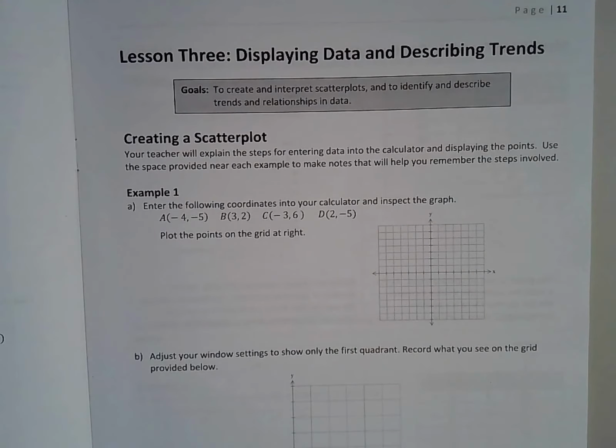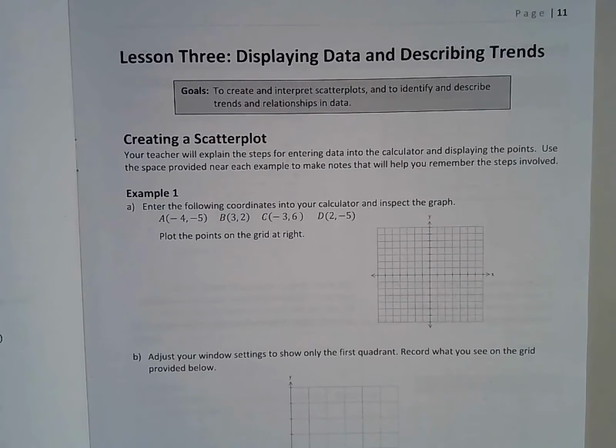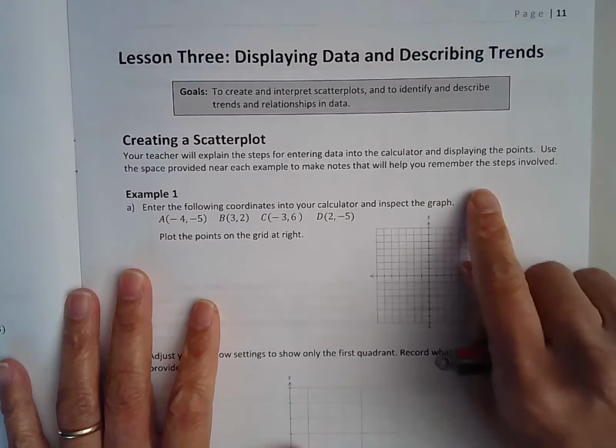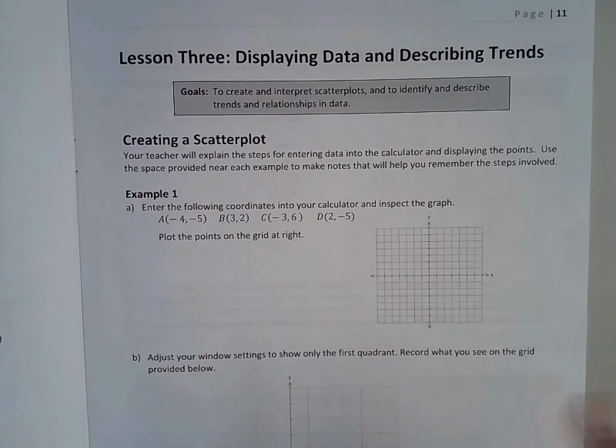So today what we're going to do is talk about lesson number 3, displaying data and describing the trends. So we're on page 11. Now one way to display our data is to do it manually on our graph paper or grid paper. Later on, we're also going to show or display data on our graphing calculator. So we're going to do that later.